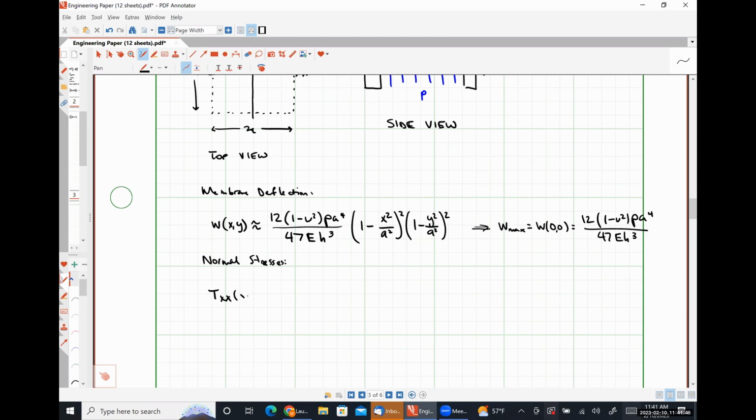So in our x direction, as a function of x and y, we're going to have plus or minus 24 over 47 P a squared over h squared times (1 minus y squared over a squared) times (1 minus 3x squared over a squared) plus nu times (1 minus x squared over a squared) times (1 minus 3y squared over a squared).